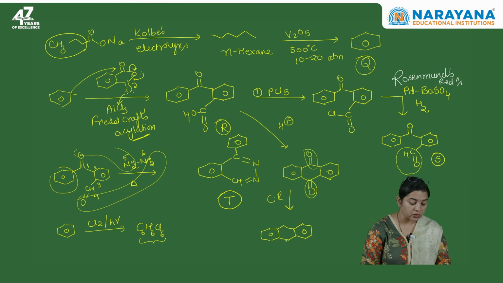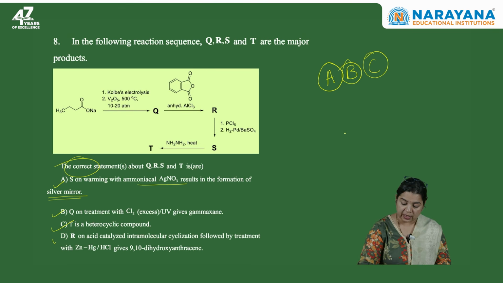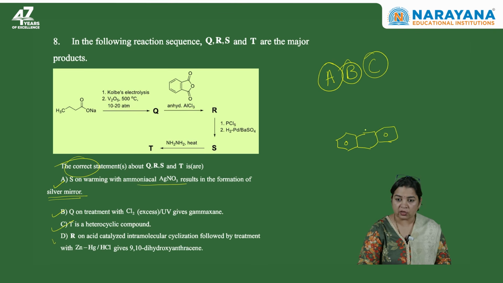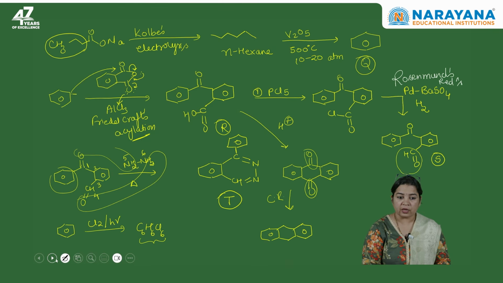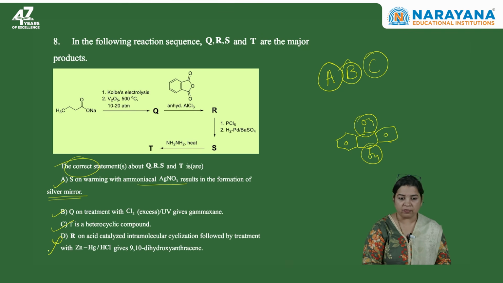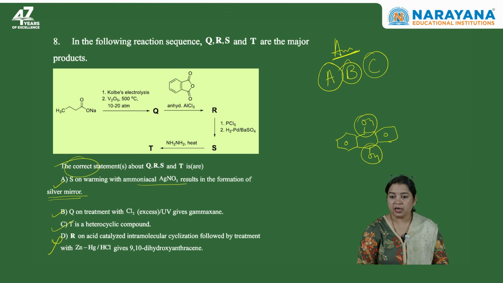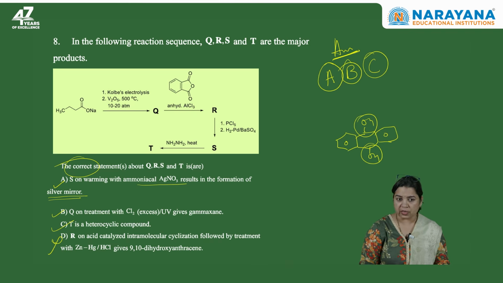Whereas the option says it gives 9,10 dihydroxy anthracene. Let me tell you what is 9,10 dihydroxy anthracene. It is something like this, right? Which is not at all formed. It is not forming alcohol. It will form alkane. So for statement D, we did not find any correct. So let us conclude. Answer for question number 8 is A, B and C.